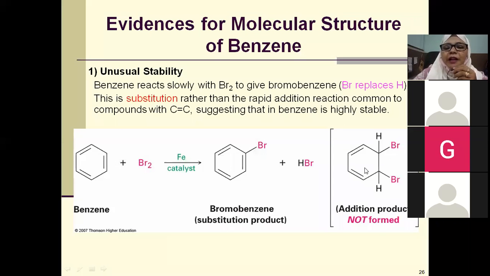Okay, but it is not showing this kind of product. It is not formed. You can see here it is written at the bottom, this product is not formed. Instead of that, this bromobenzene substitution product is formed. Okay.